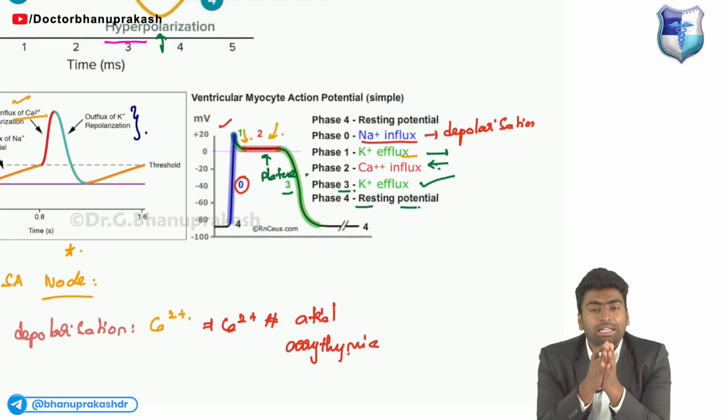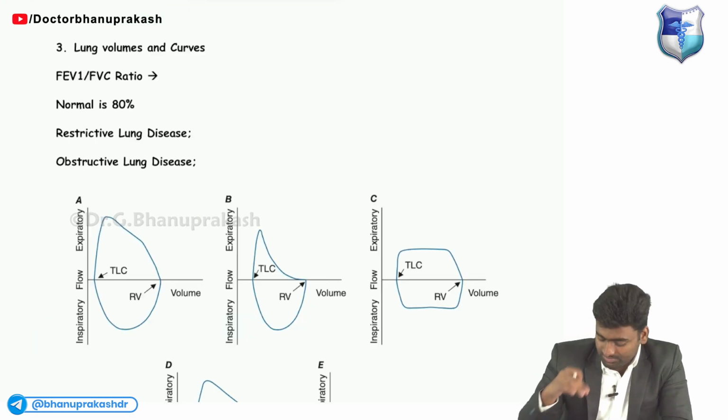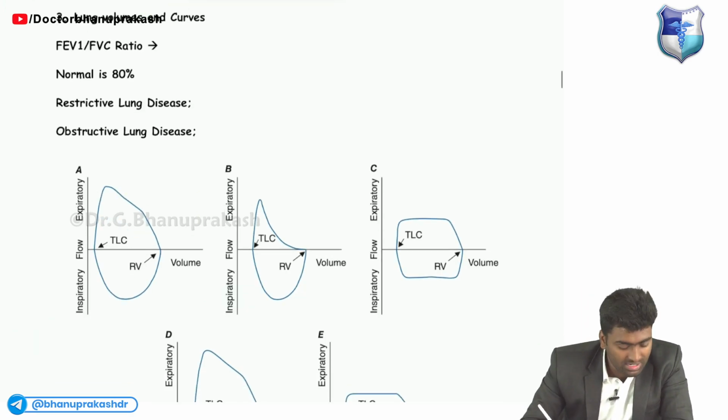Whereas depolarization in most of the tissues, what is it? It is sodium, whereas in the case of the SA node, it is calcium. Whereas repolarization everywhere, what is it? It is the potassium. Okay, remember. Next, about lung volumes and curves.